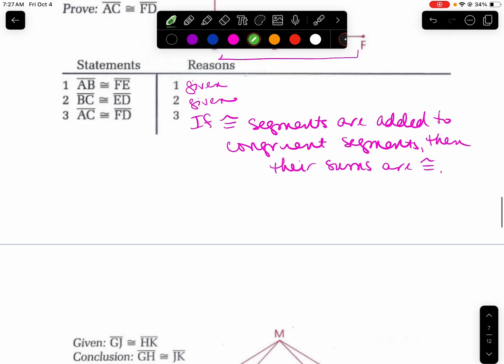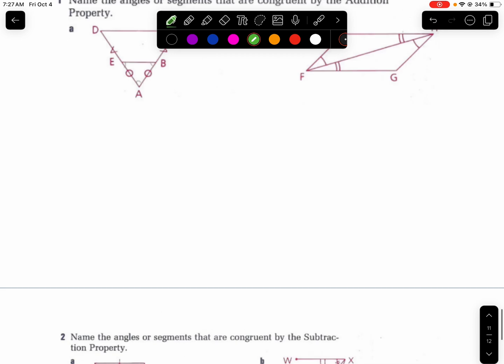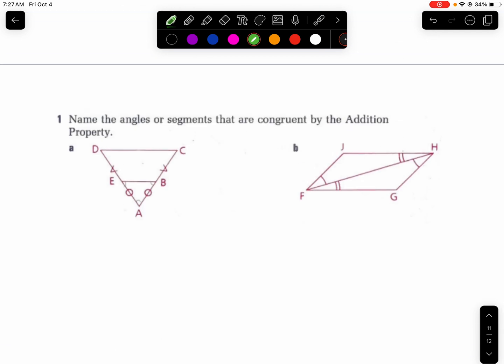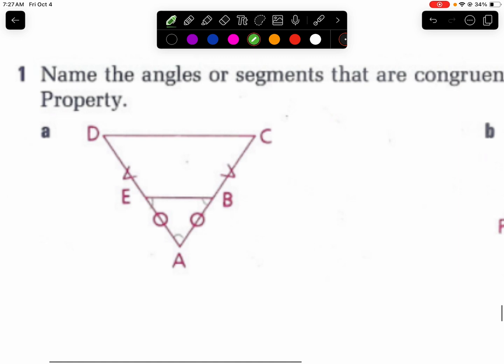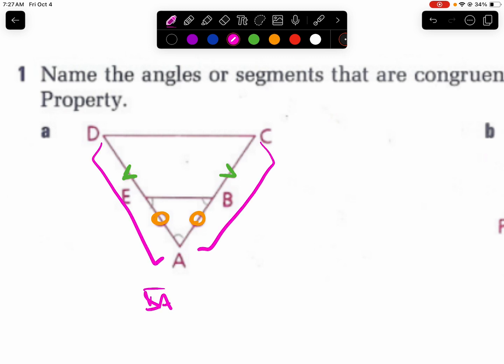So let's scroll down and look at these questions. It says name the angles or segments that are congruent. For letter A, they show me that DE is congruent to CB. They show me that EA is congruent to BA. By the addition property, we can say that DA is congruent to CA.